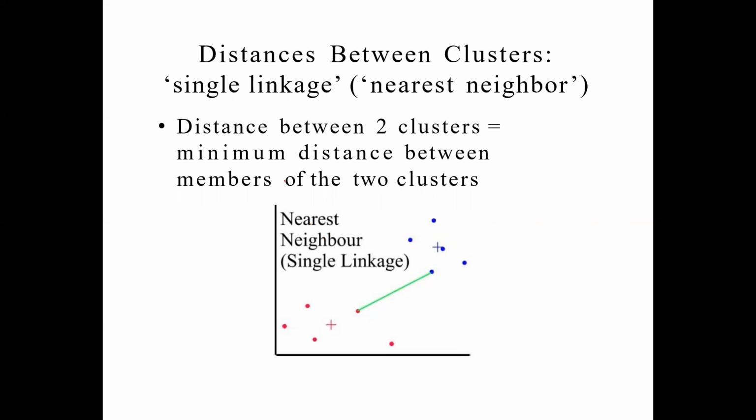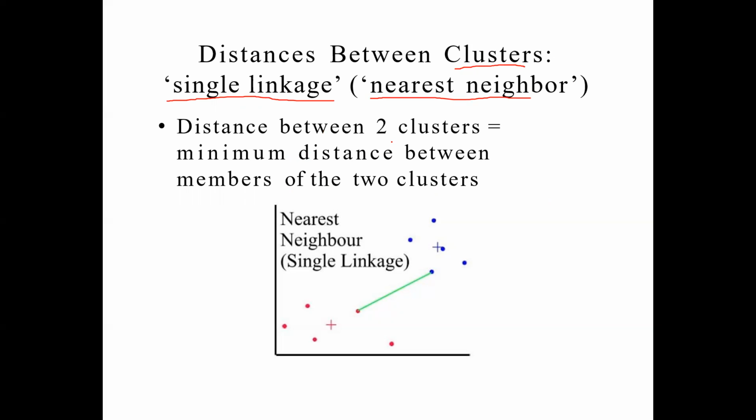So the first criteria is the single linkage criteria. In this session, I will discuss the 4 different criteria for merging the clusters. The first one is the single linkage, which is also called the nearest neighbor method of calculating the distance between the two clusters, right? So we are calculating the distance between the clusters here. The distance between two clusters is equal to the minimum distance between the members of the two clusters.